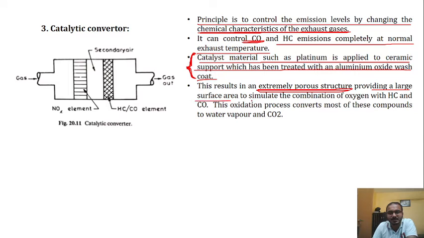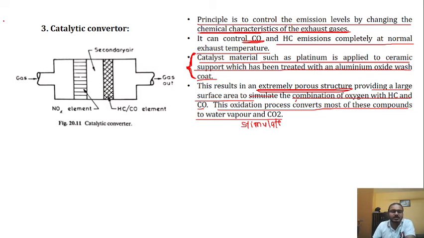Providing a large surface area to stimulate. Stimulate means to increase the speed of any process by some additional means, to stimulate the combination of oxygen with hydrocarbon and carbon monoxide. So this porous structure provides large surface area which combines the oxygen with hydrocarbon and carbon monoxide, and this oxidation process converts most of the compounds to water vapor and CO2.